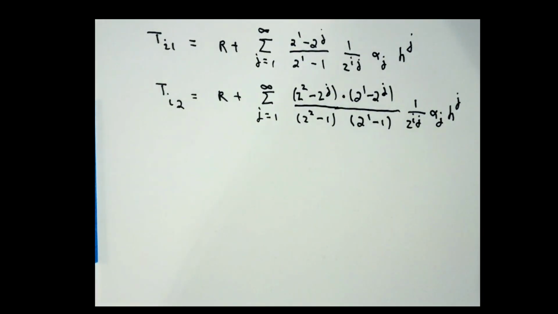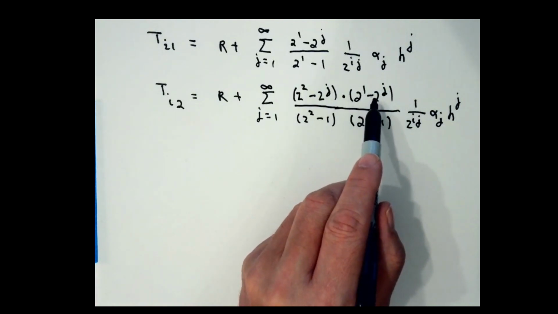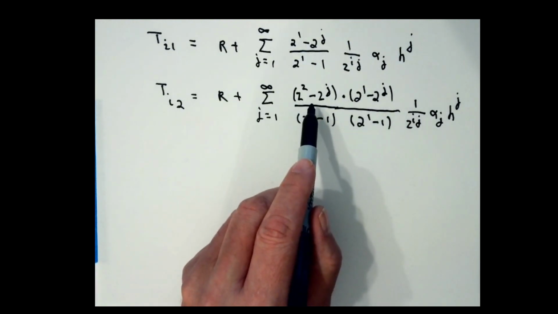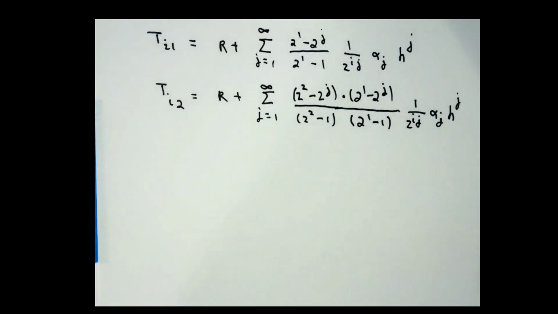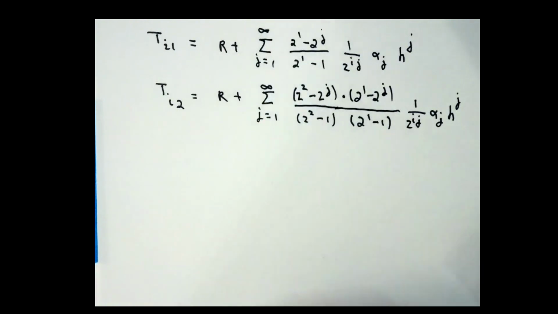The first observation I'd like to make is this. If j is 1, then this factor will be 0. There will be no h to the first power term in the error. But even better, when j is 2, this factor will be 0. These numbers will not have an h to the first power term in them, nor will they have an h squared term.